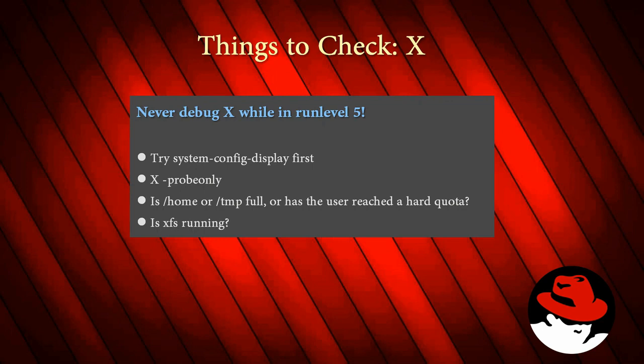The xprobe could be used if home or temp, the temporary file system, is full or the user has reached a hard quota. You should consider deleting the temporary files or rechecking the home directory. You should move some important files from the home directory to other directories, or you should check XFS, whether it is running or not.